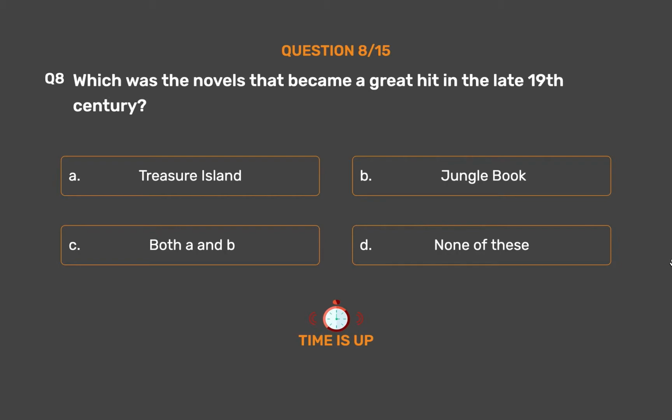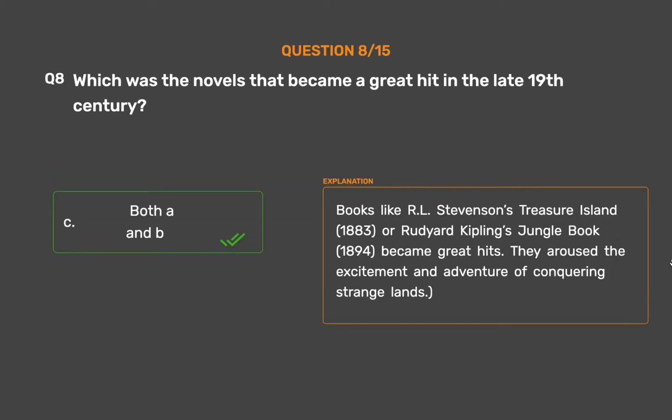The correct answer is option C. Both A and B. Books like R.L. Stevenson's Treasure Island, 1883, or Rudyard Kipling's Jungle Book, 1894, became great hits. They aroused the excitement and adventure of conquering strange lands.